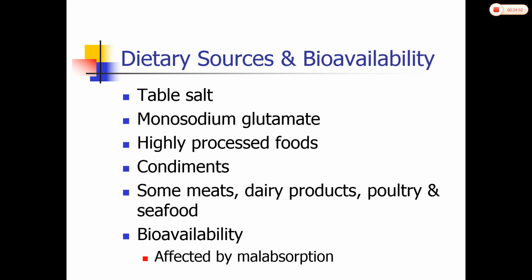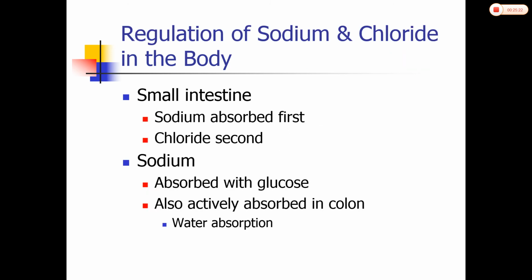So mostly we get sodium from table salt, which is the common salt, or from monosodium glutamate, which is a taste enhancer in many foods. Many restaurants use it. Highly processed foods also contain it, as for long-term storage they use a lot of sodium chloride. Condiments, some meats and dairy products add this additionally to their food. In poultry and seafood we get a lot of it, and the bioavailability is affected by malabsorption.